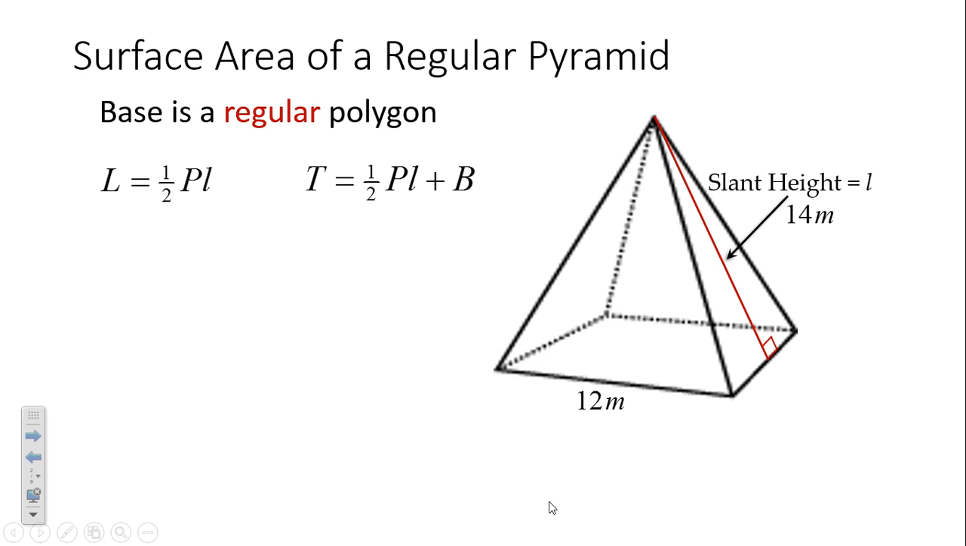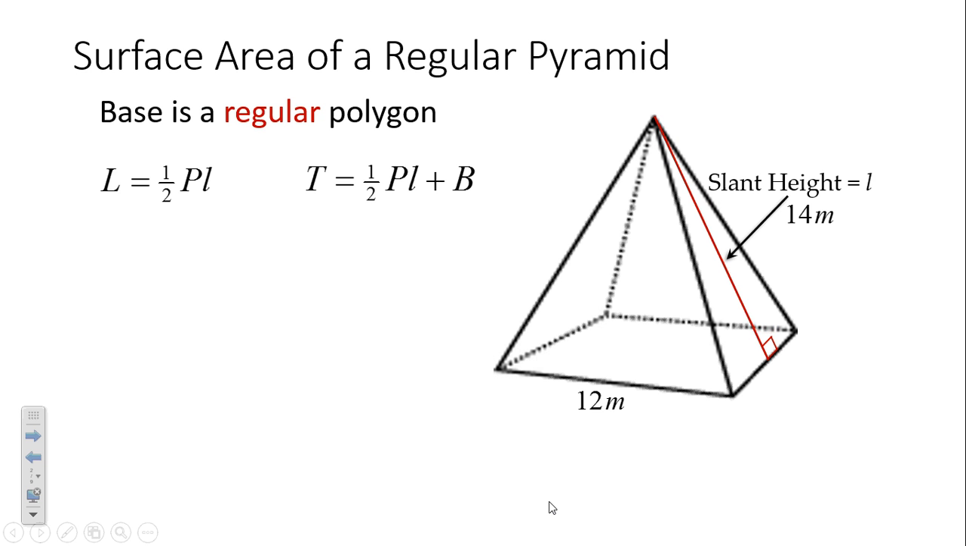So tell me, what's a regular polygon with 4 sides called? Better than a parallelogram. Regular means all the sides are equal. A square. A square is going to have all equal sides, and not just all equal sides, but all equal angles. So for this to work, to be able to use this formula, it has to be a regular polygon. In this case, a square. So we have a square pyramid.